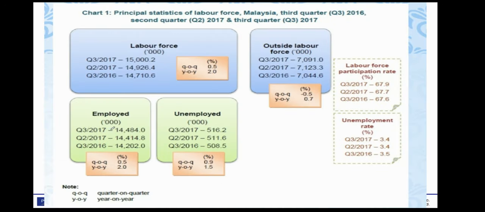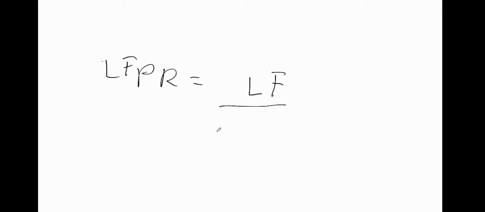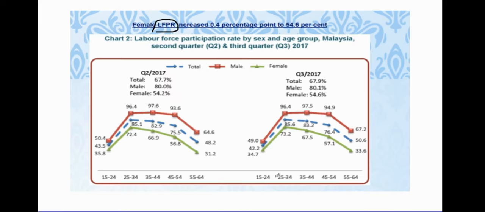The same terminologies are used here, but this is in the context of Malaysia. Again, you can find much more updated figures from the Department of Statistics Malaysia. Labor force participation rate is given by this formula. Labor force participation rate is equal to the number of people in the labor force divided by the working age population. This is the formula for calculating the labor force participation rate.